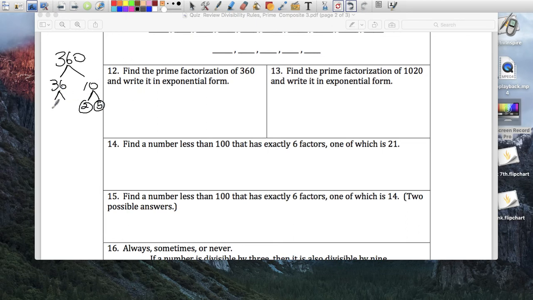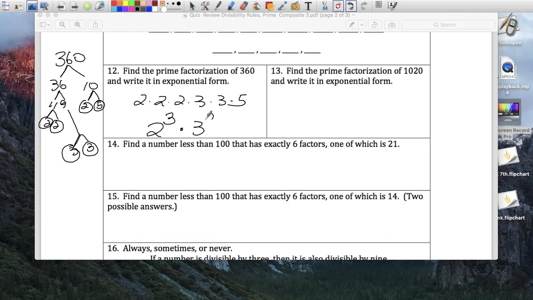36, I'm going to break it up into 4 and 9. 4, I'm going to break it up into 2 and 2. Circle, circle, because they're prime and I can't cut anymore. And the 9, I'm going to break it up into 3 and 3. So another way of writing 360 is 2 times 2 times 2 times 3 times 3 times 5. I'm going to take advantage of exponential notation and make that shorter: 2 to the third times 3 to the second times 5.